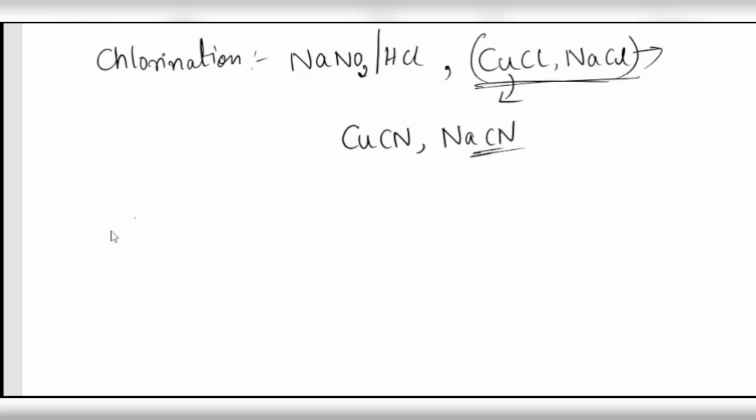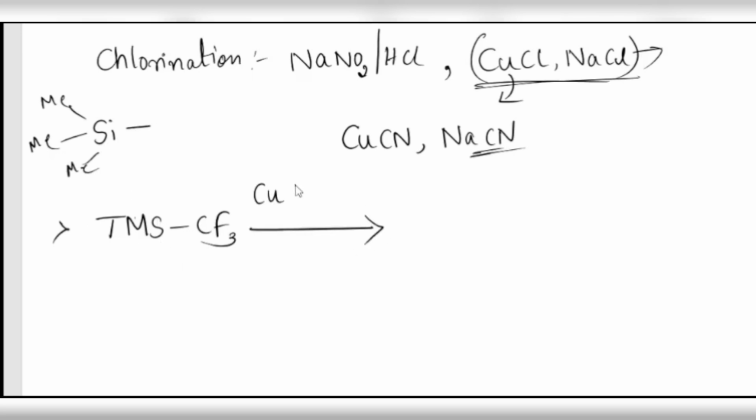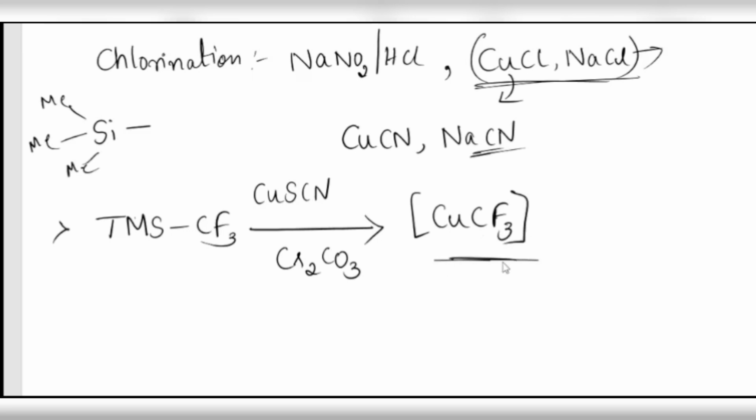suppose to prepare that particular reagent, we will be using TMSCF3. TMS means trimethylsilyl. This is this particular group here, Me, Me and Me. This group I will be writing as TMS, and when this one is treated with copper thiocyanate and with cesium carbonate, we will be ending up with copper CF3.